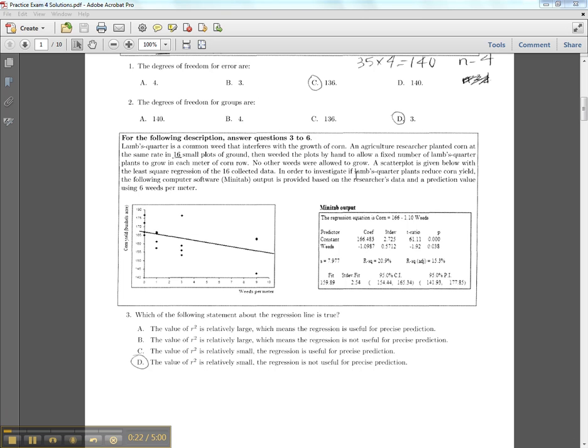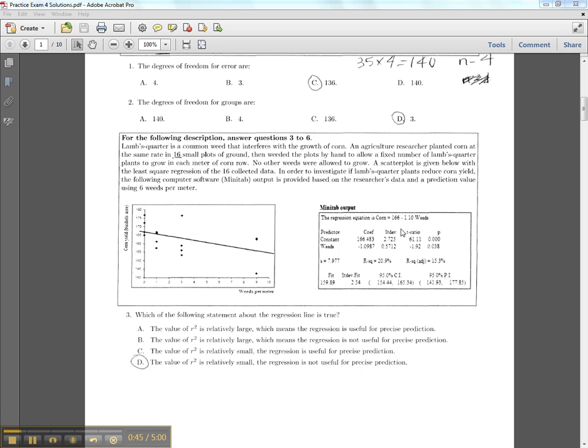In order to investigate if lamb's quarter plants reduced corn yield, the following computer software Minitab output is provided, based on the researcher's data and a prediction value using 6 weeds per meter. Okay, so this is the scatter plot. This is the regression line. And this is the Minitab output. Notice in the scatter plot, the weeds per meter is the explanatory variable, and the response is the corn yield.